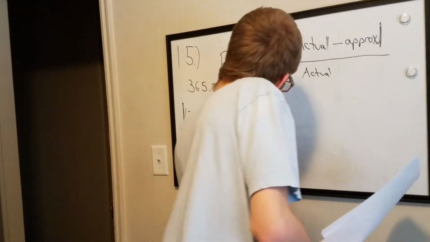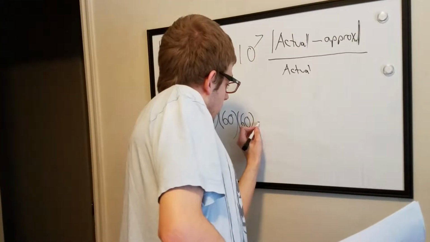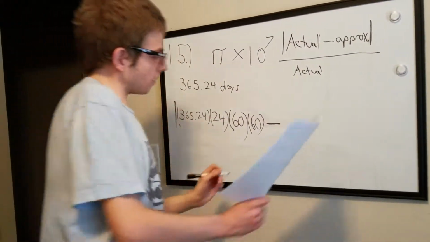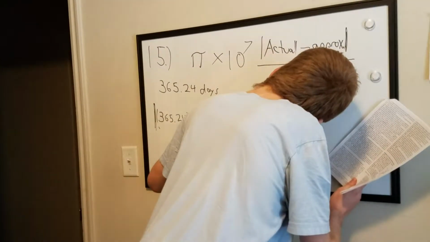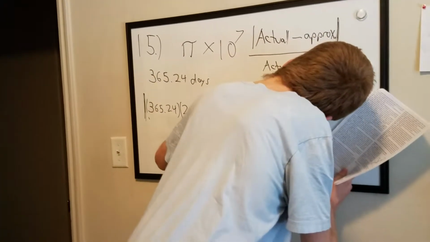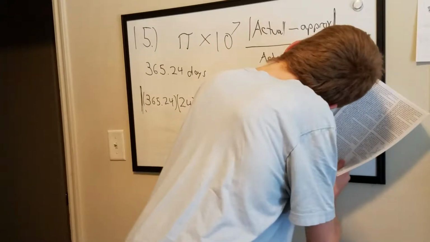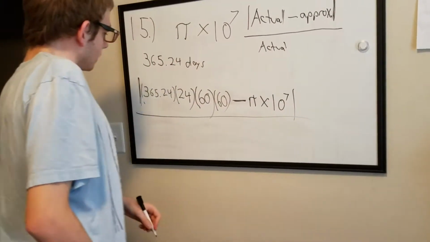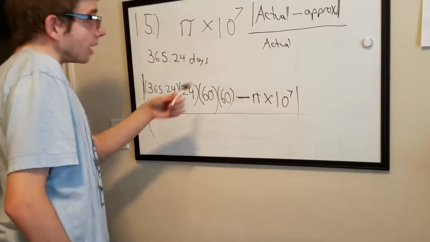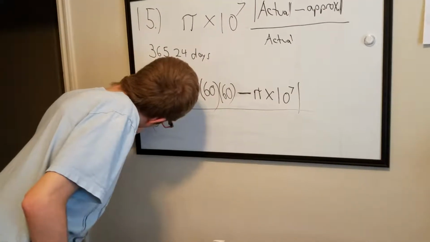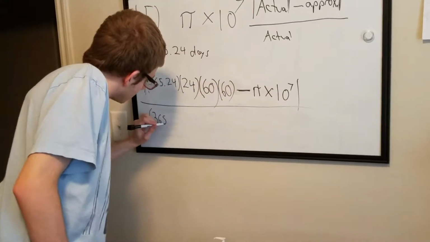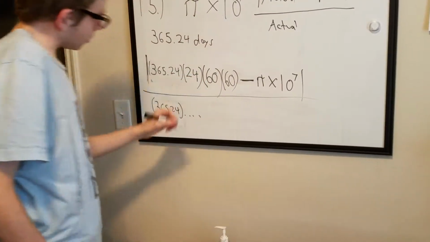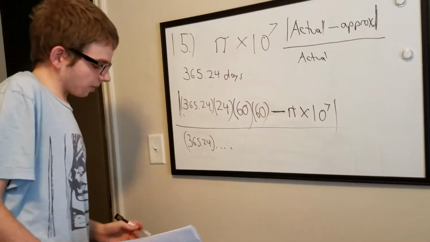Then, looking at the equation, we just subtract from that the approximate value which is given to us, which is pi times 10 to the 7th. And then we just divide this entire thing by the actual value, what we calculated here, just this value right here.